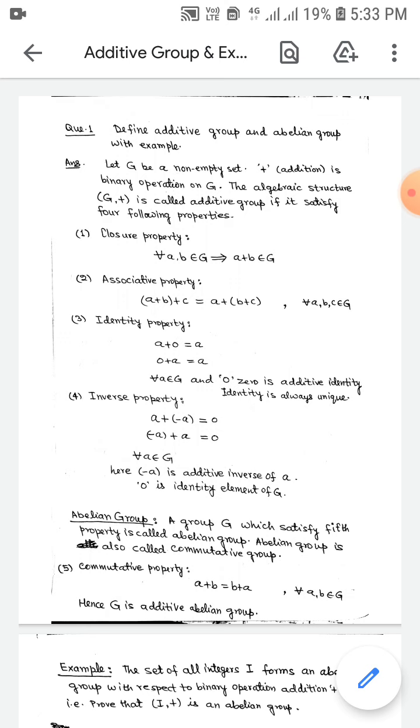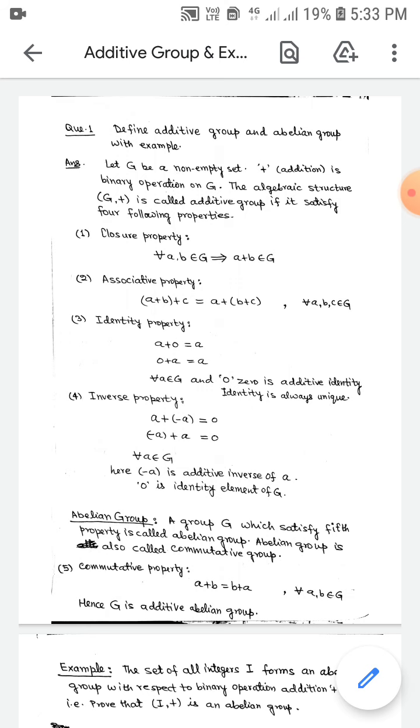Identity is always unique. Now students, remember, identity is always unique. There are no several identities. There is only one identity in a group. Okay. Now the fourth property, inverse property.